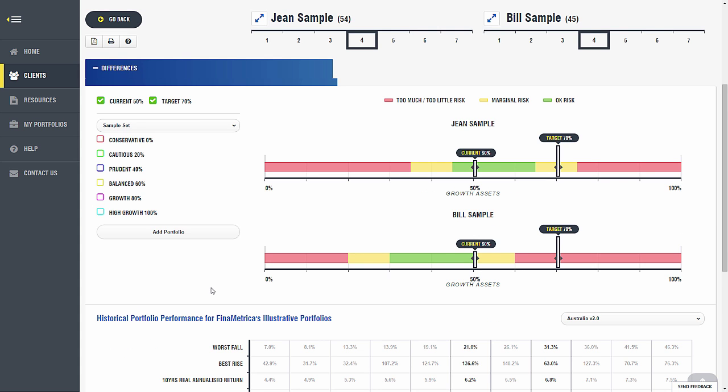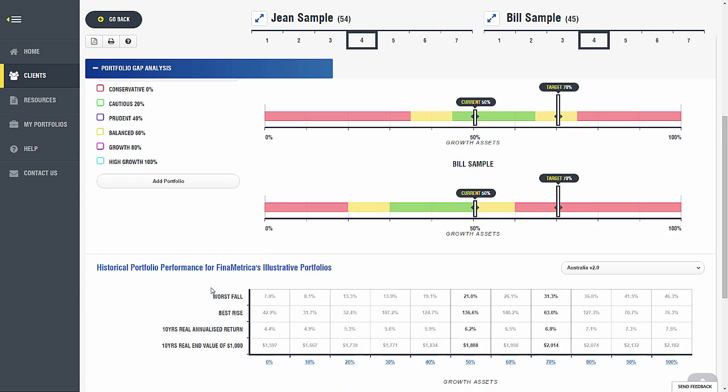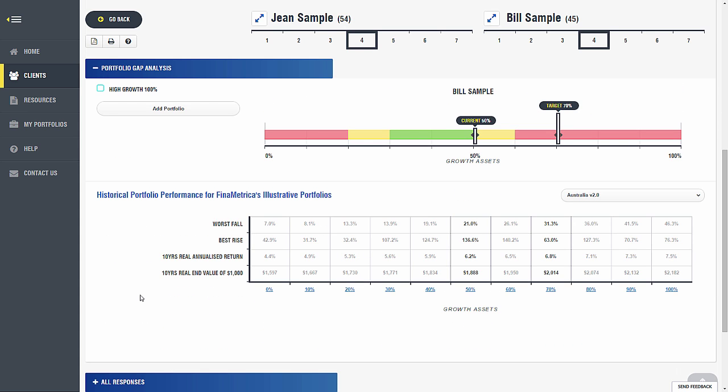During the advice process, an important challenge is helping clients who have unrealistic expectations about risk and return. A good time to start educating clients about risk and return is during gap analysis discussions. Below the gap analysis chart, you can see 40+ years of month-by-month historical portfolio performance for 11 illustrative portfolios, from 0% growth assets to 100% growth assets in steps of 10%.